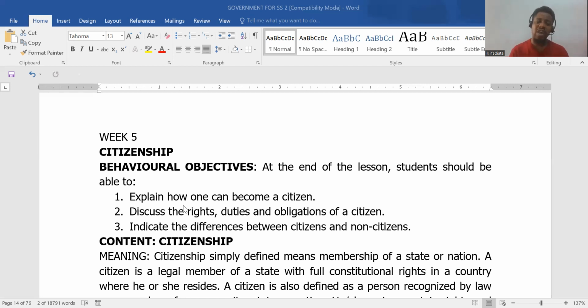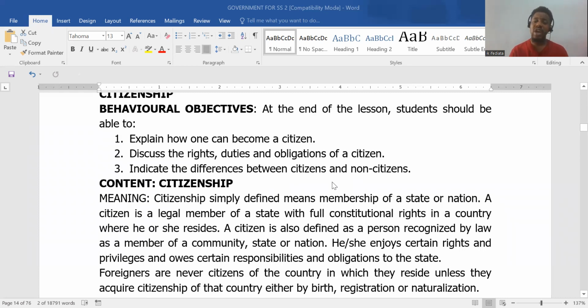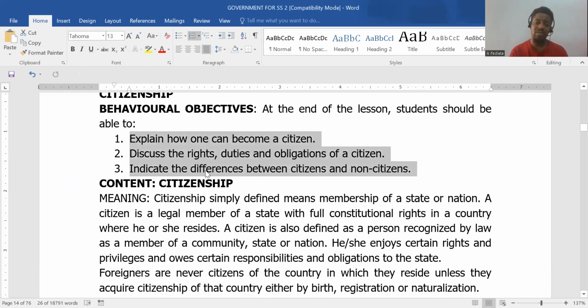So we're going to explain the term citizenship or citizen. We're going to discuss the rights, duties, and obligations of a citizen and the difference between citizens and non-citizens. So this is our objective. These are our objectives for today's class.